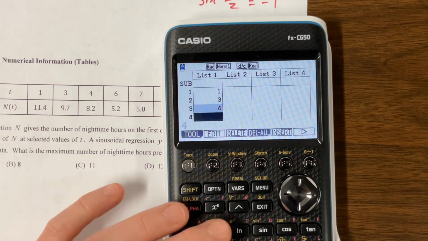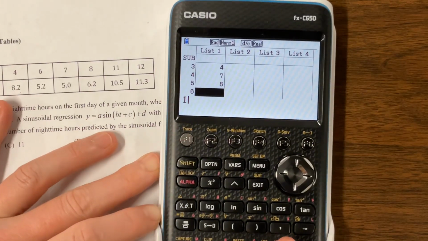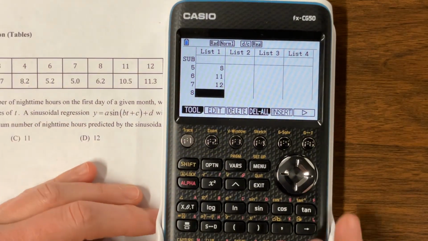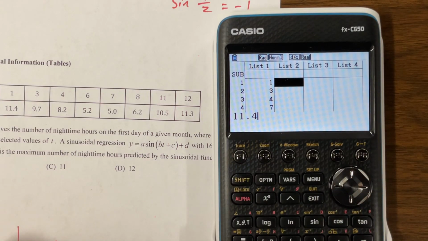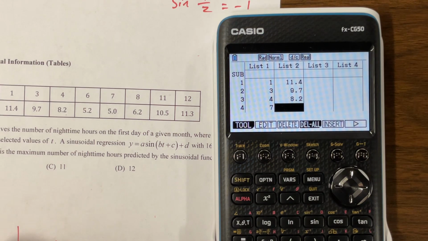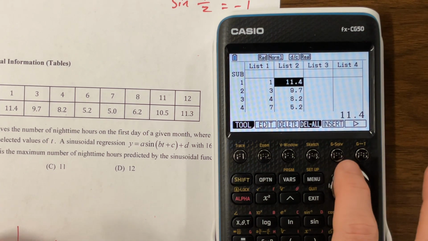1, 3, 4, 6, 7, 8, 11, 12 are the numbers that they gave us. 11.4, 9.7. Hopefully I'm typing this in to the calculator correctly is what I was trying to say. 5, 6.2. If I am wrong, tell me down below. I'm kind of in a hurry, so there we go. Oh, something's wrong. Okay, let's see.